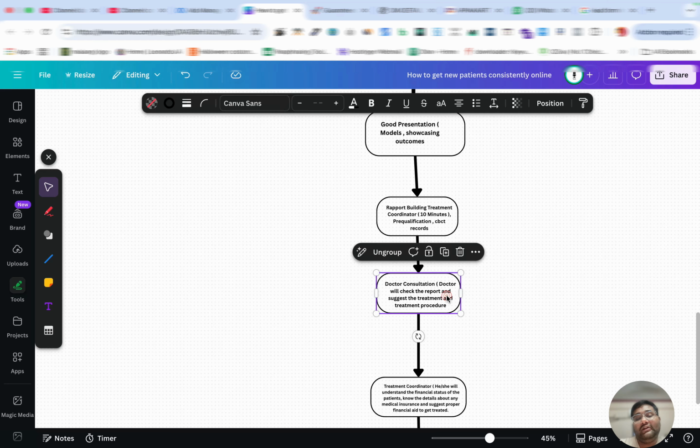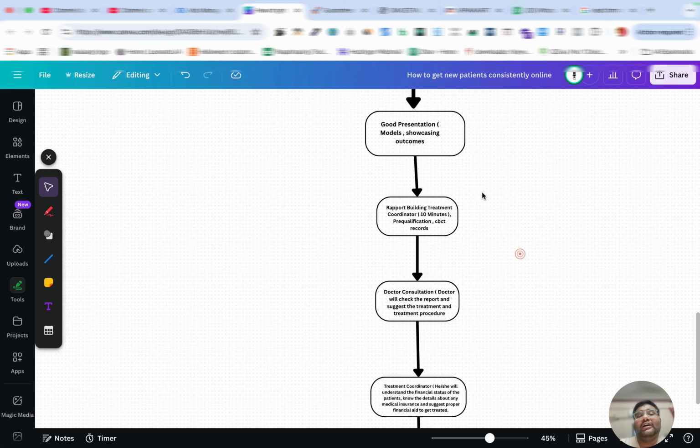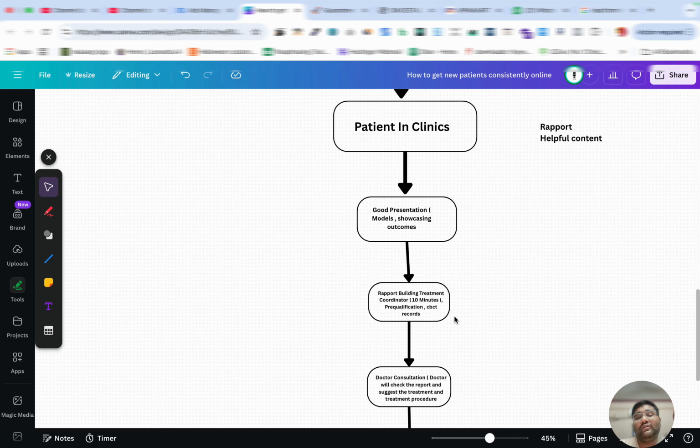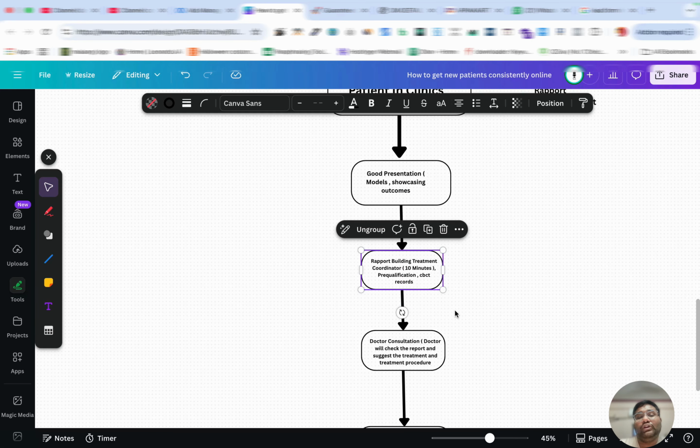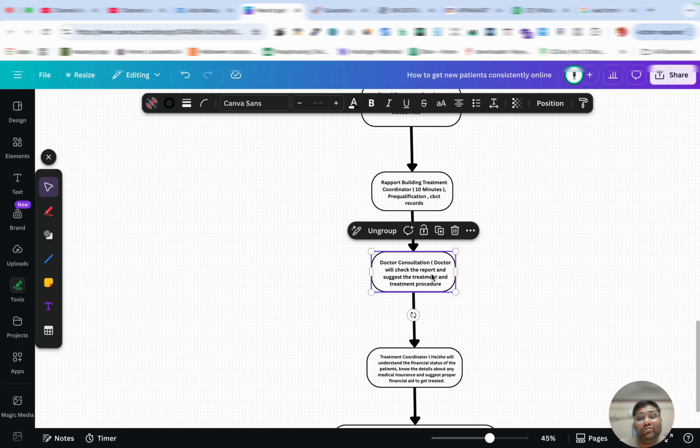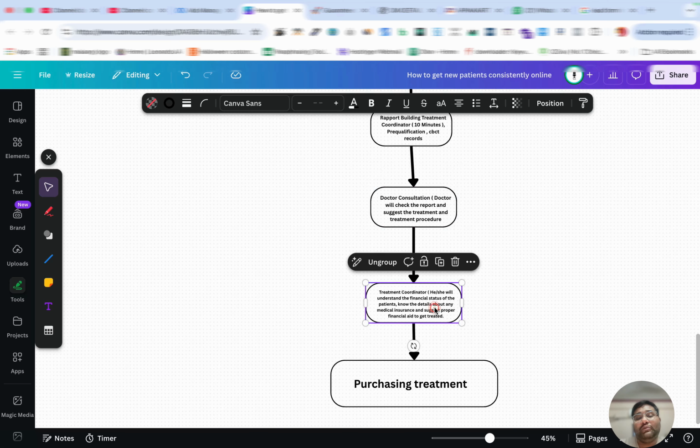The patient will meet the doctor. Here the doctor will check all the reports. They have already come to understand your social presence and your authority, so here you need to be very friendly. You will check the reports and suggest the treatment and the procedure, how it will appear. Once this is done, you will send them again to the treatment coordinator.